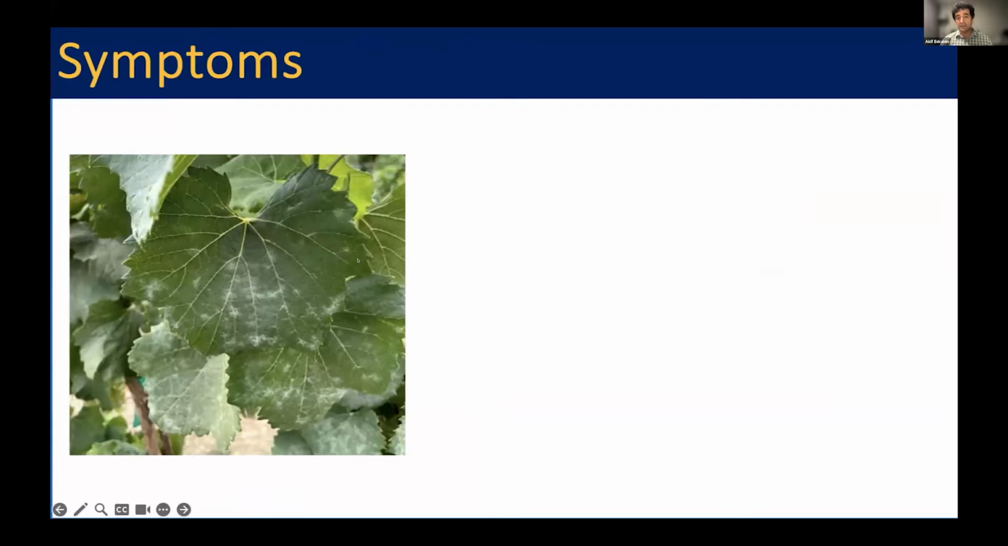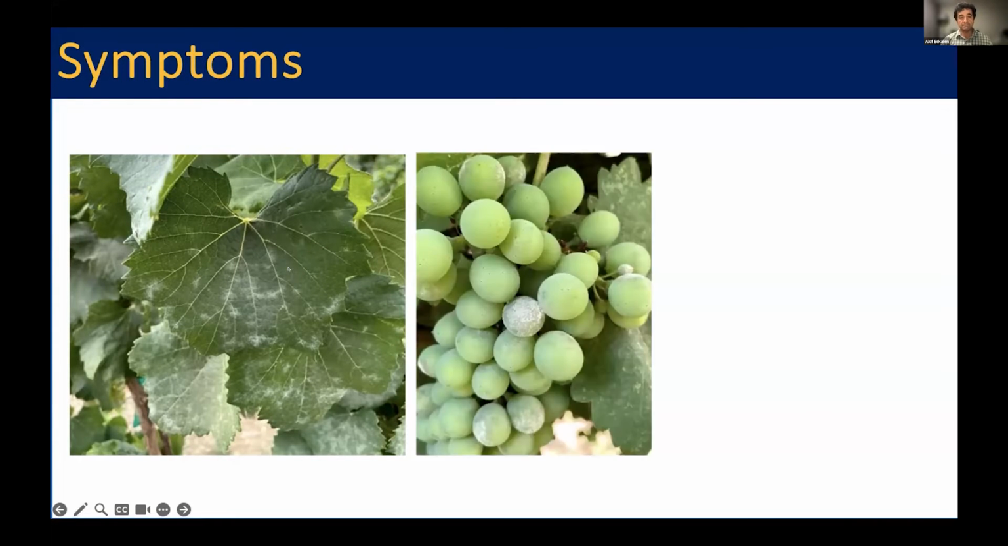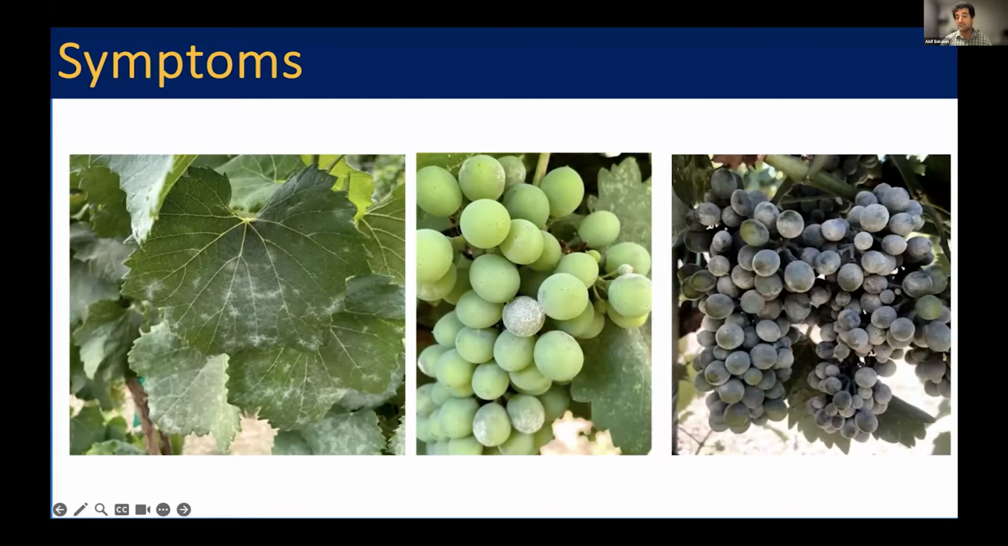These are the common symptoms. I'm sure you are all familiar with how to identify them and what to look for, but by the time you start seeing these symptoms on the leaves, it is too late to control. That means you already have a lot of spores flying around in your vineyard under the canopy. So these are the first kinds of symptoms that you can see, powdery growth on the fruit, and this is fruit that is completely covered with the pathogen.